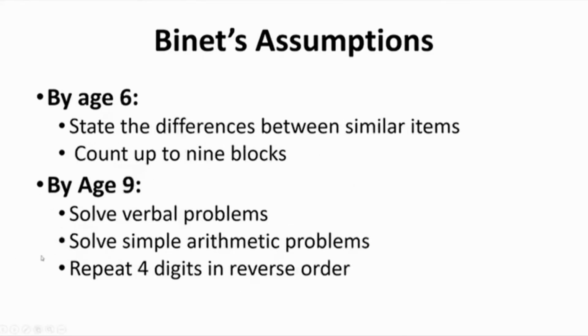And we can continue up this scale. So by age 6, they can tell the difference between similar items. Maybe they can tell animals apart. Count up to 9 blocks. Solve more complicated problems. And then by age 9, we get into more elaborate verbal problems, then simple arithmetic problems, and repeating 4 digits, but this time in reverse order, so adding that extra complexity.